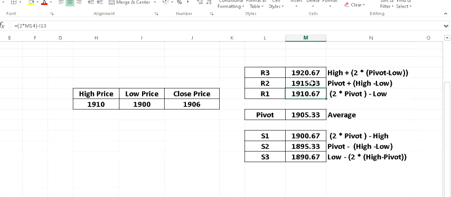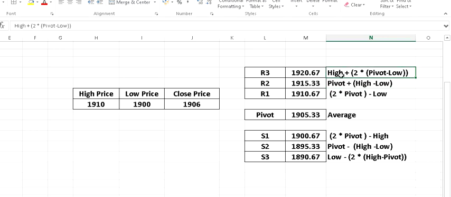Okay, for resistance 2, you first of all subtract the low price. This is low price 1900. You subtract it from high price, then whatever you have, you add it to what you have for your pivot. This is your pivot. So you add the pivot plus the subtraction of low price from high price. Okay, that should give you the second resistance, which is resistance 2.